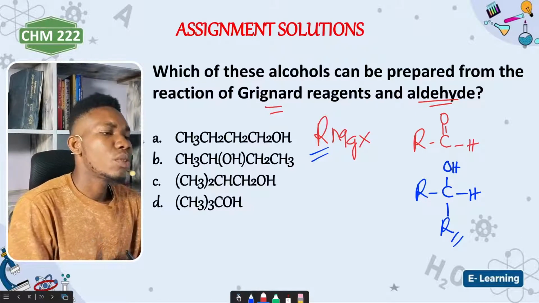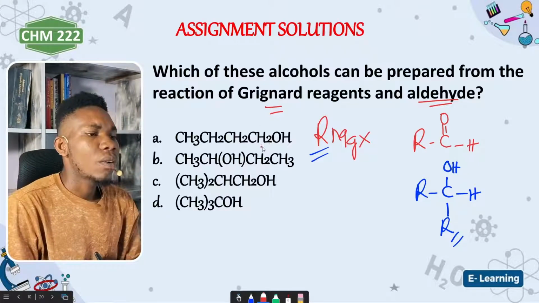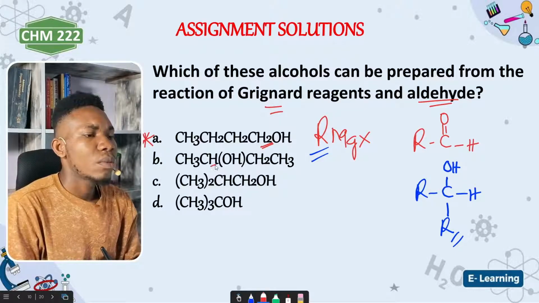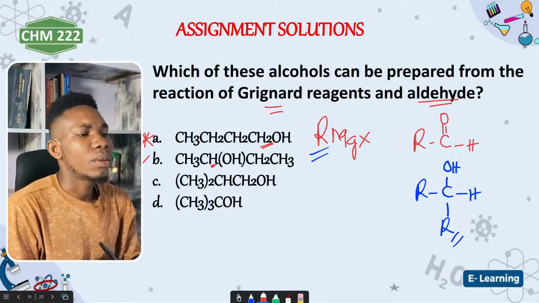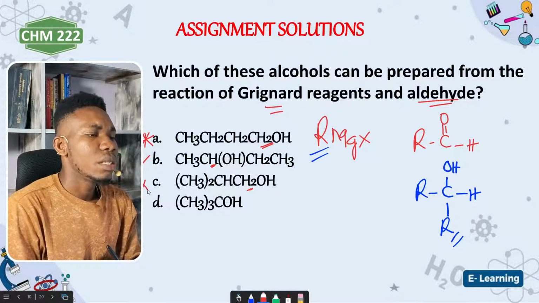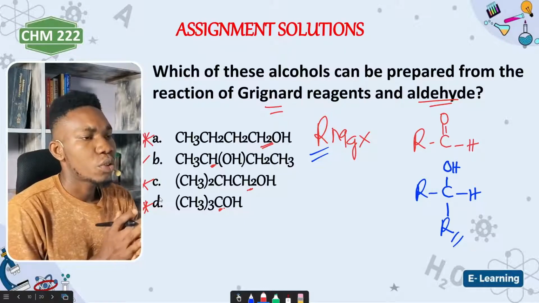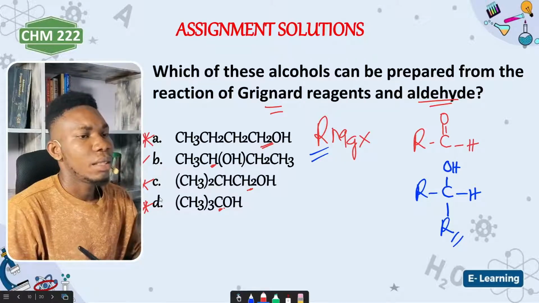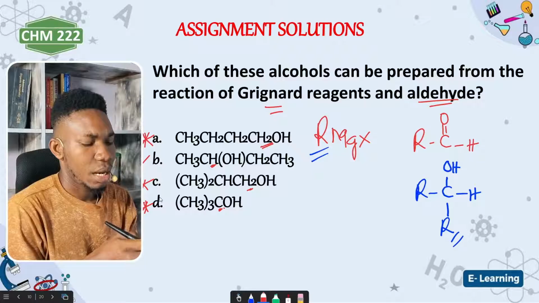So which of these options do you think is a secondary alcohol? Now, this alcohol has 2 hydrogens here, so this is a primary alcohol. This is not correct. This one has 1 hydrogen attached to the carbon here. All right, this is a secondary alcohol. This is correct. This one here has 2 hydrogens attached to the carbon carrying the OH, so this is a primary alcohol. And this one has no hydrogen attached to the carbon carrying the OH, so this is a tertiary alcohol. So the correct answer is option B. These are the alcohols that are prepared by the reaction of Grignard reagent with aldehyde.